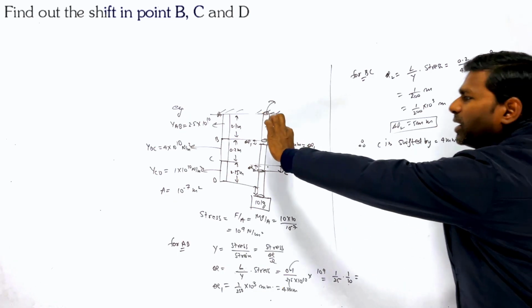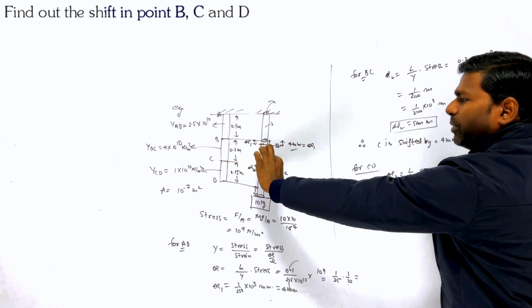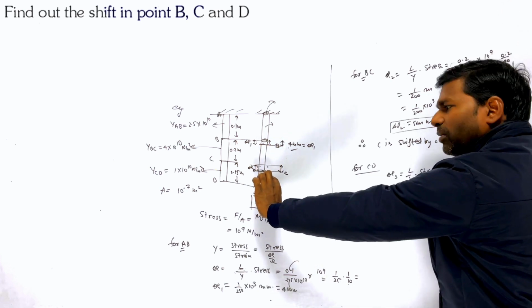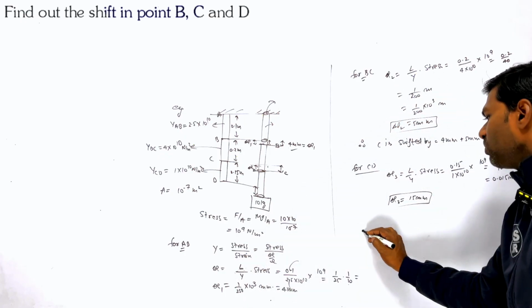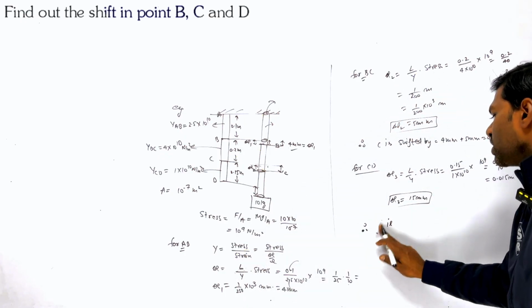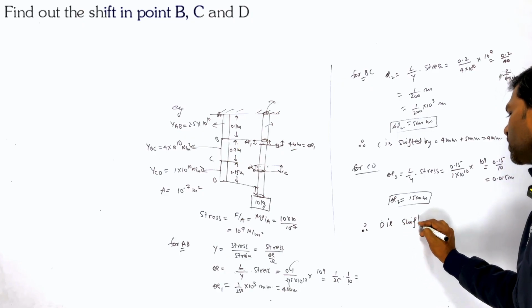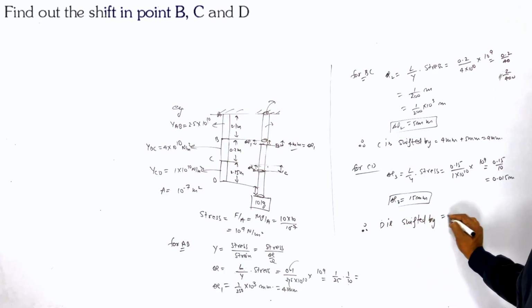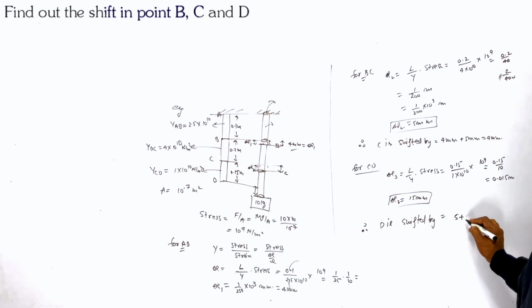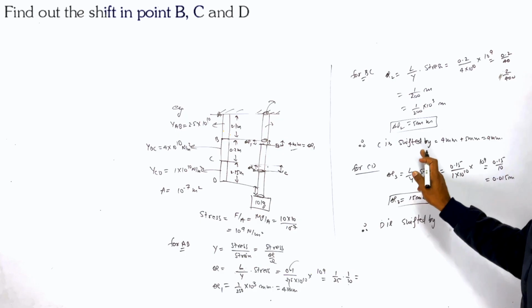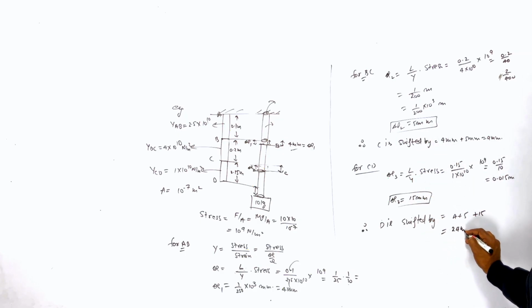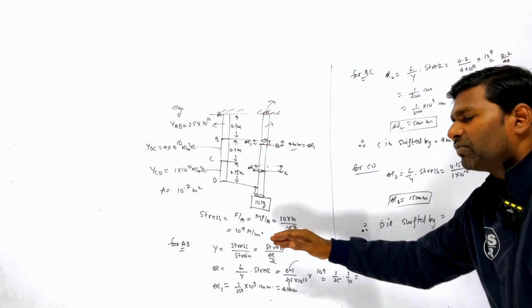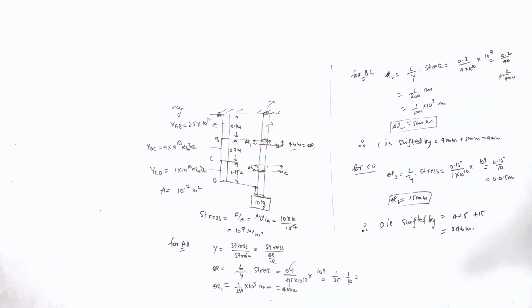So 4 millimeter is the elongation in this part, 5 millimeter elongation in this part, and 15 millimeter elongation in this part. So by what distance will it shift? Therefore, the point D is shifted by the distance 4 plus 5 plus 15, so just 24 millimeter. So this point is shifted by 24 millimeter. Is it correct or not? Copy this.